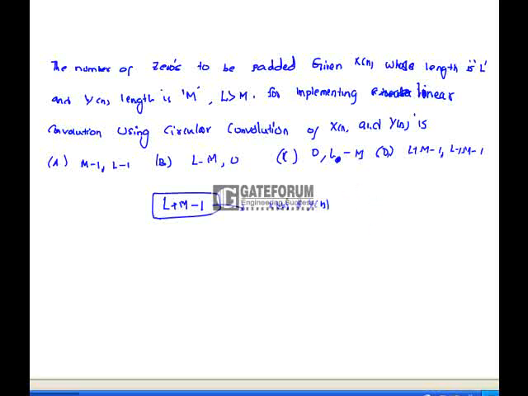Now, for performing circular convolution of x of n and y of n, they must be of equal length. So we have to pad the number of zeros to x of n as L plus m minus 1 minus L, which equals m minus 1 zeros. The number of zeros to be padded to y of n is L plus m minus 1 minus m, which equals L minus 1. So option A is correct.